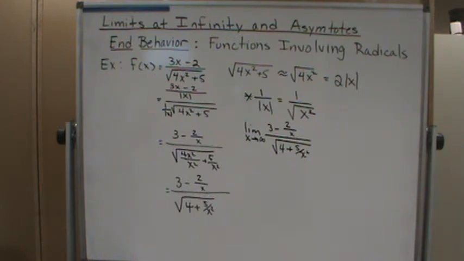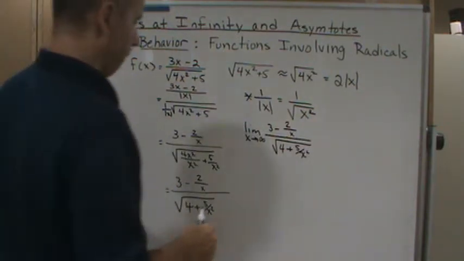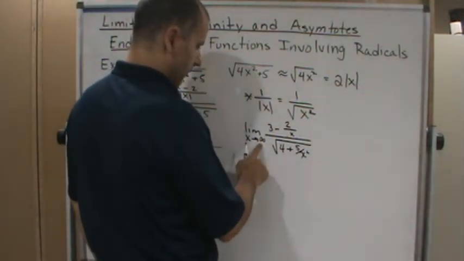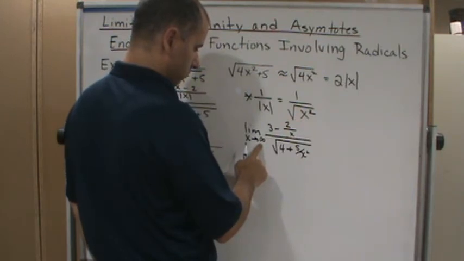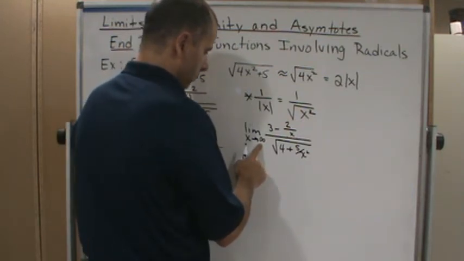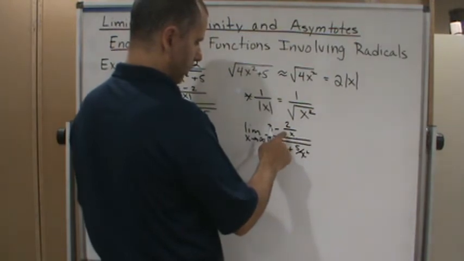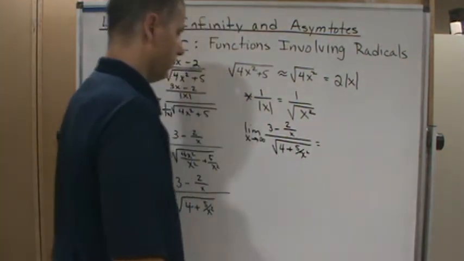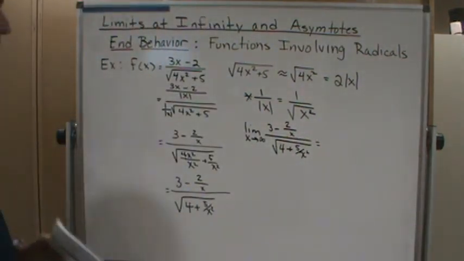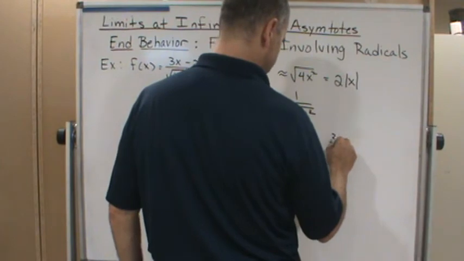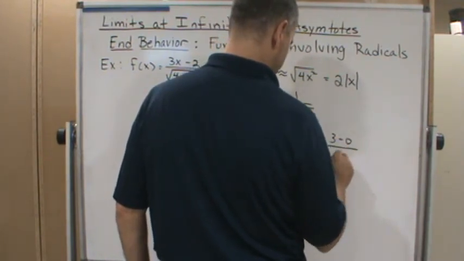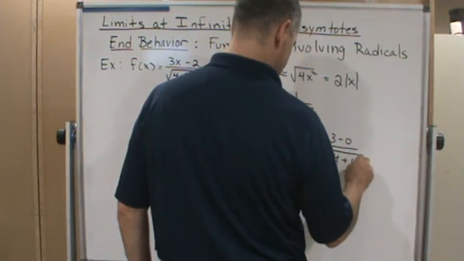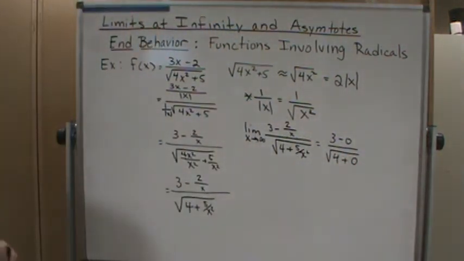Okay, so now, as x goes to positive infinity, this is going to 0, right? So this is going to equal 3 minus 0 divided by the square root of 4 plus 0, right? So all I'm using is the limits.